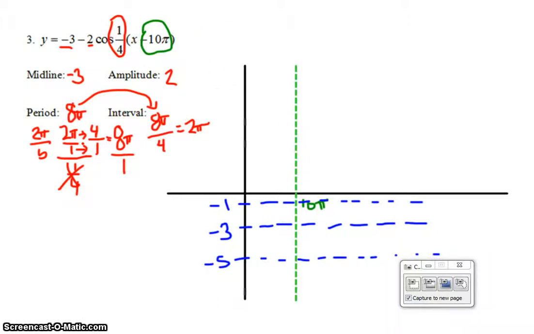Okay, remember what my amplitude is saying. This right here, my 2, is telling me that the distance between my midline and my top line is going to be 2, and the distance between my midline and my bottom line is going to be 2. That's how I found my numbers, -1 and -5.